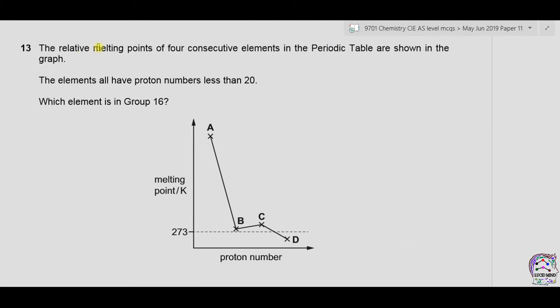Question 13. The relative melting points of 4 consecutive elements in the periodic table are shown in the graph. The elements all have proton numbers less than 20. Which element is in group 16? Now the element present in group 16 could be of period 3.